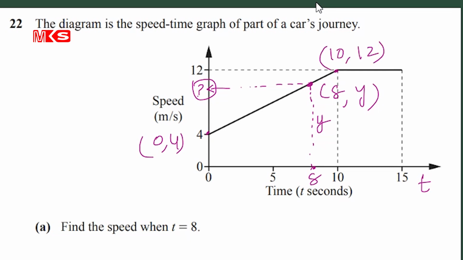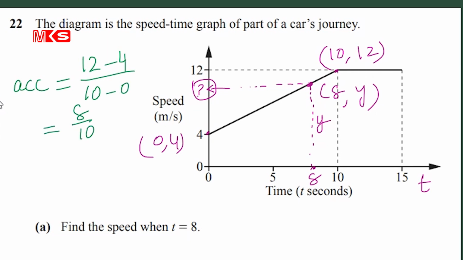In case of a speed time graph, acceleration is the gradient. The acceleration is constant because this is a straight line. So if I find this acceleration by using the starting point and the end point, the gradient, or acceleration, is y2 minus y1. So 12 minus 4 over 10 minus 0. So that will be 8 over 10, which is 0.8.